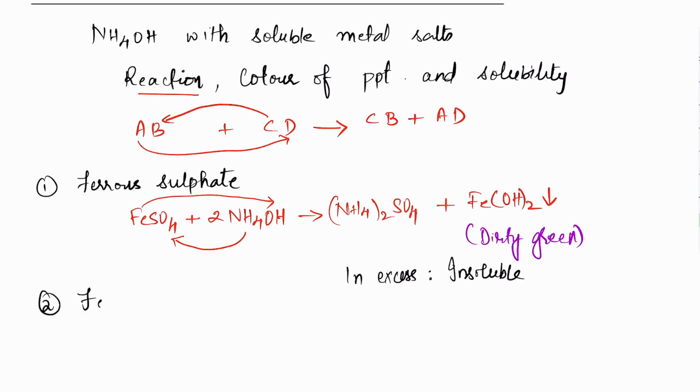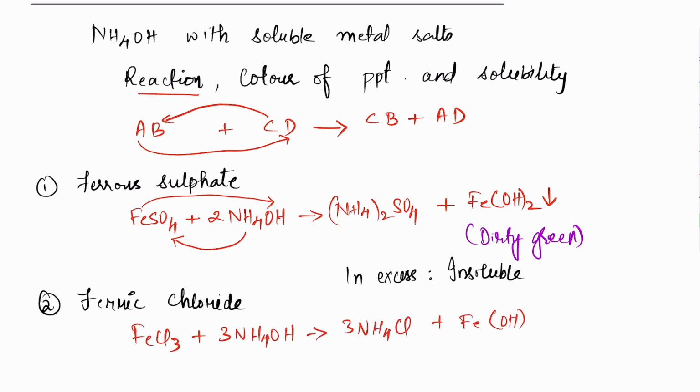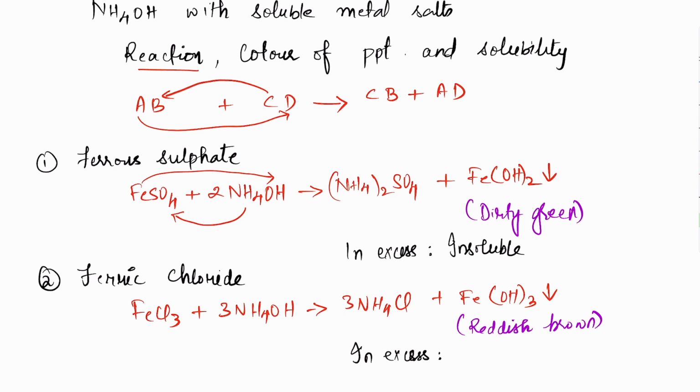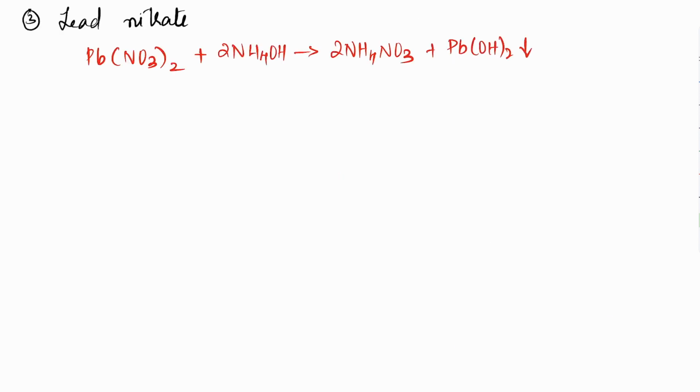The second salt is ferric chloride. So ferric chloride reacts with ammonium hydroxide to form ammonium chloride and precipitate of ferric hydroxide. The color of the precipitate will be reddish brown, and in excess it is insoluble. In case of lead nitrate, the color of the precipitate will be white, and in excess insoluble.